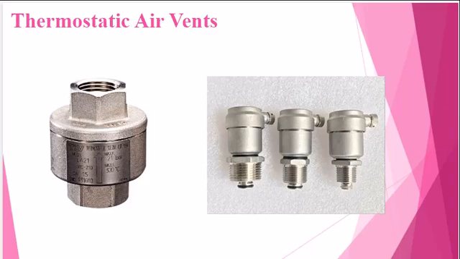Thermostatic air vents. Thermostatic air vents are devices that release trapped air from steam systems to improve heat transfer efficiency. They work by sensing temperature differences, opening to release air when needed. Installing these vents prevents air pockets, ensuring even heating and system efficiency. Thermostatic air vents are commonly used in radiators and heat exchangers, promoting reliable system operation.